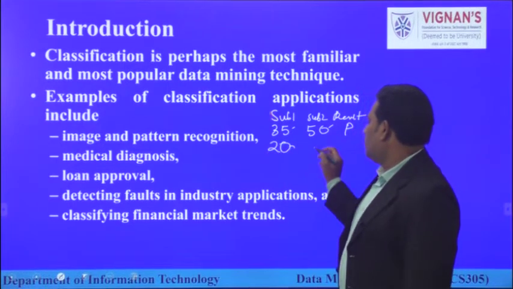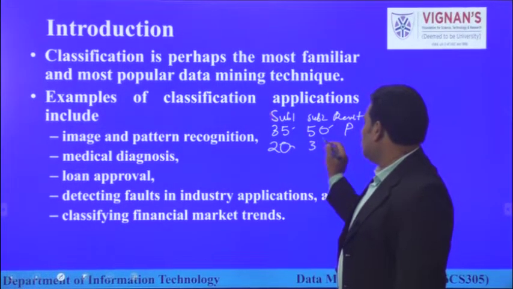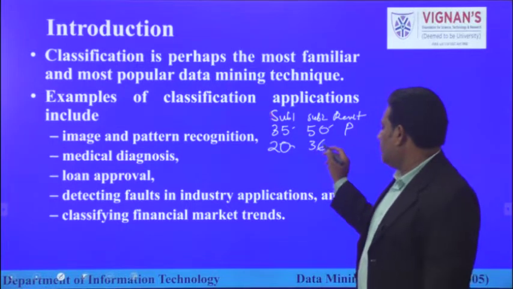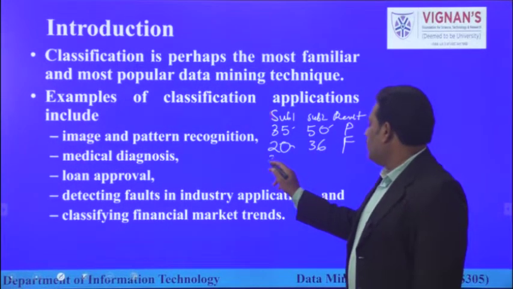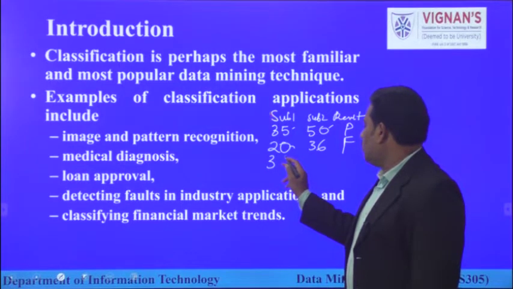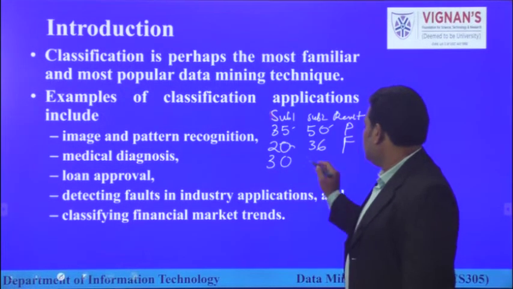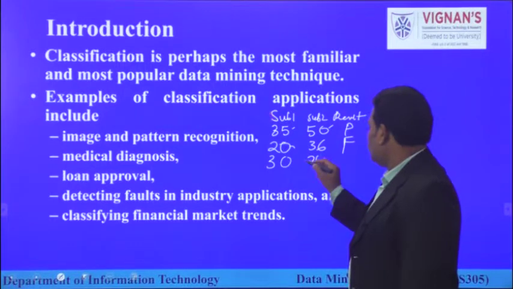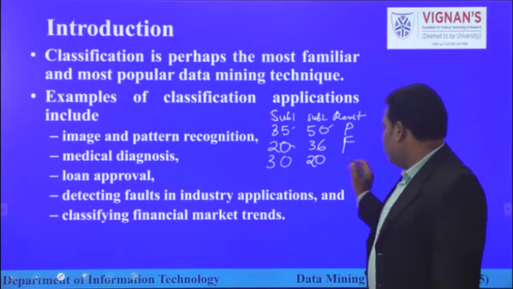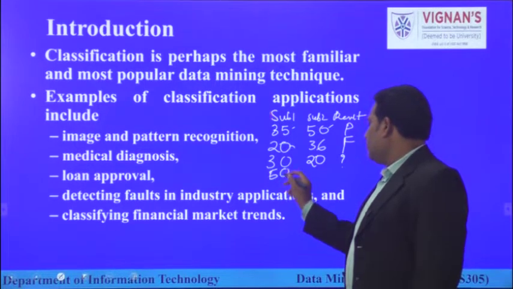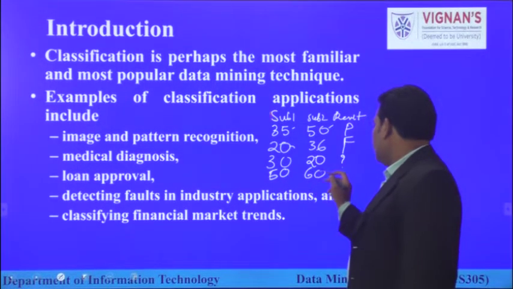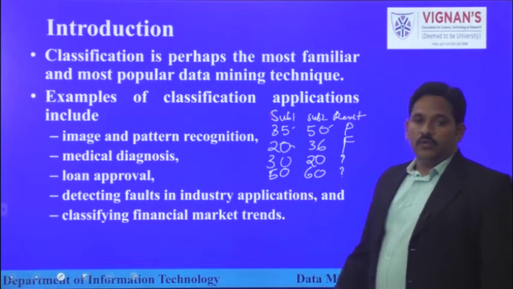One student has got 20 marks in subject 1. He got 36 marks in subject 2. So he passed in one subject, he failed in one. We will say fail. Let us assume here he got only 30 marks, and here he got 20 marks. Now I don't know what the answer is here. Now here he is having 50 marks, 60 marks. Here I don't know the answer. Look carefully.